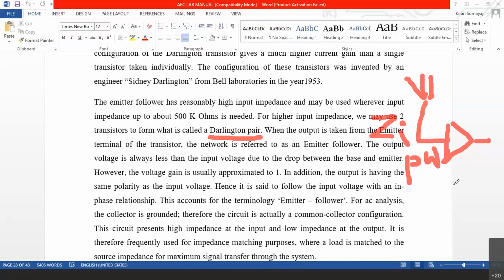When we need very high input impedance, not just 500 kilo ohms, now the input impedance should be in mega ohms. When we require input impedance in mega ohms, we can use the Darlington pair.